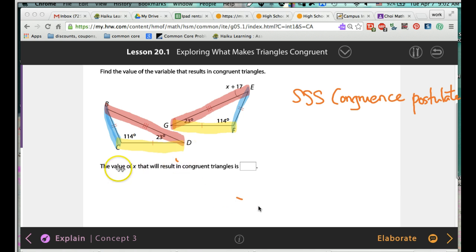Alright? So now it says what? The value of x that will result in congruent triangles is what? So we gotta find out what x is equal to. As you can see, we have 23 degrees and we have 114 degrees. So in order for us to find x, we gotta figure out how big this angle is. Okay? So that's orange and you can't really see, so I'm going to change it to black. You got to find the measure of these 2 angles, which is the same, in order to find out what x plus 17 is equal to, right?